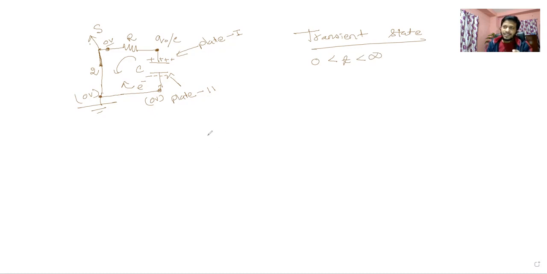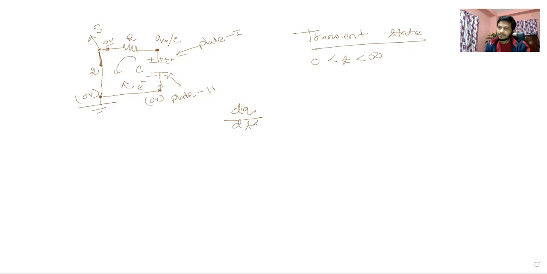Now, actually, when the time is greater than 0, then negative charge starts transferring from plate 2 to plate 1. Okay, and the amount of negative charge that can be transferred from plate 2 to plate 1 per unit time is known as the charge transfer rate. Okay, that means charge transfer rate can be denoted by dq by dt, isn't it? dq means change of charge, dq by dt.